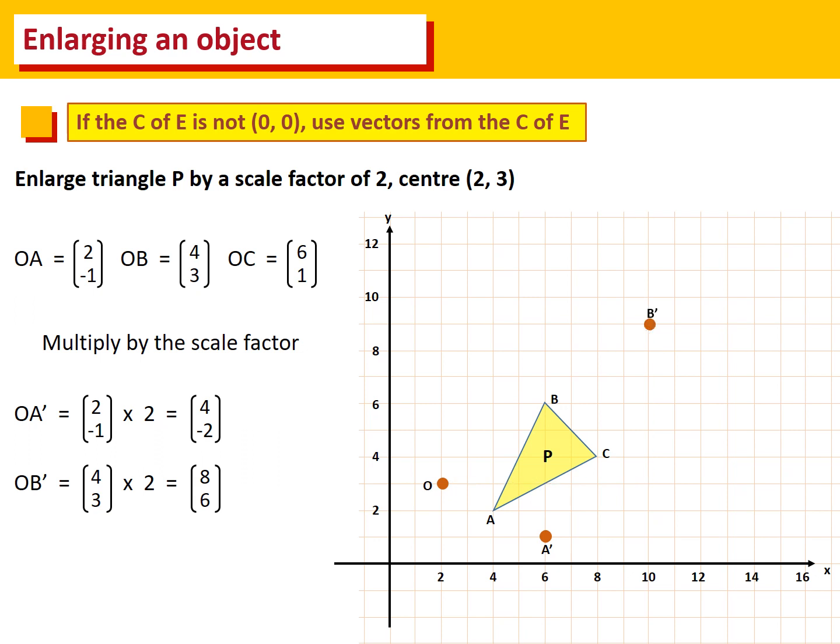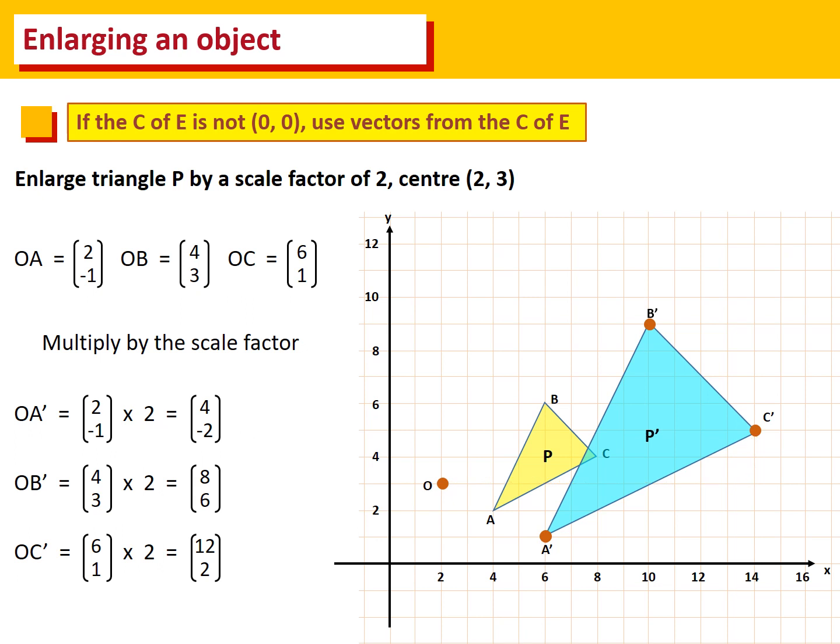And to find C dash, we need the vector O to C dash, i.e. from point O to C dash. We take the original vector O to C, multiply by 2 the scale factor, and that gives us 12, 2. So measured from the centre of enlargement, 12 to the right, 2 upwards, gives us the point C dash.